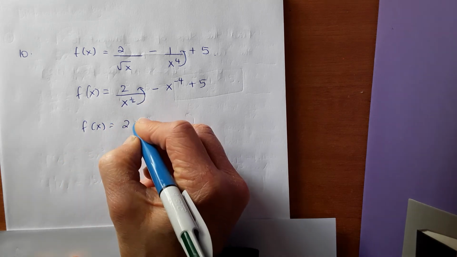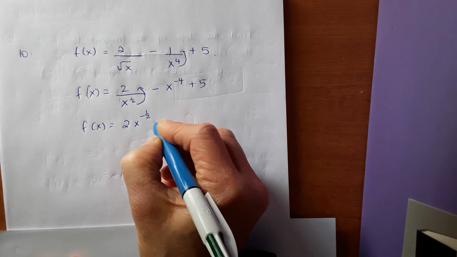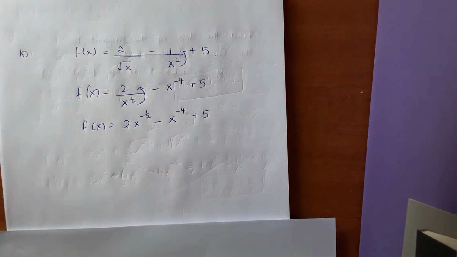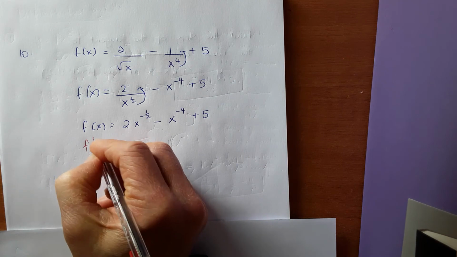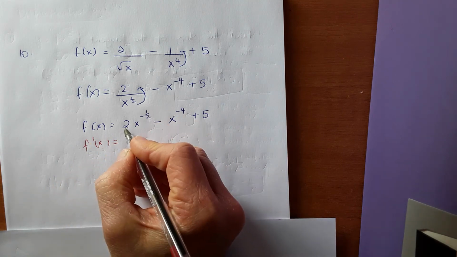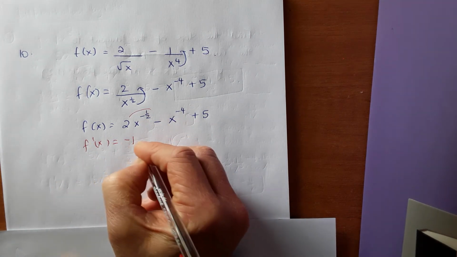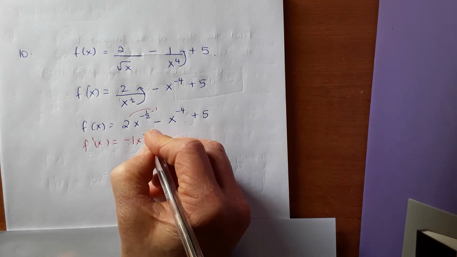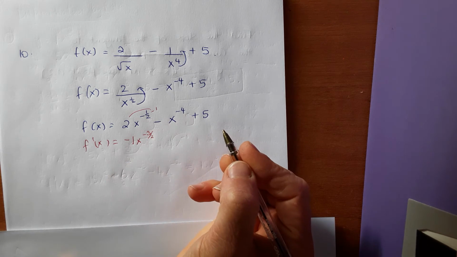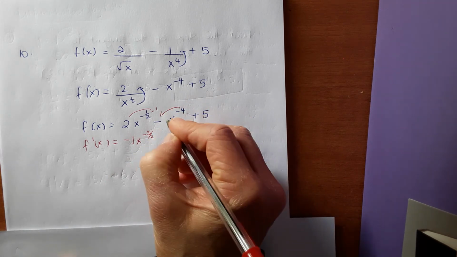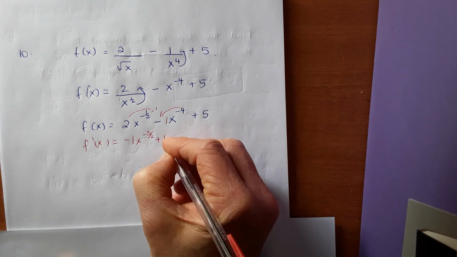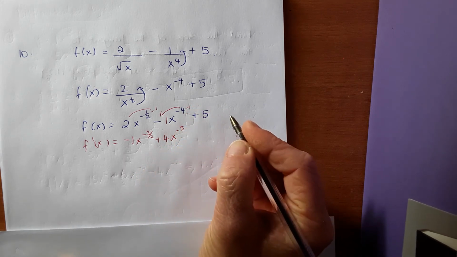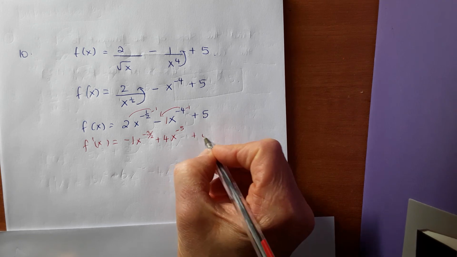Bring this up. I haven't done any differentiating yet. 2 stays as it is. X to the power of negative a half. X to the power of negative 4 plus 5. Now I can differentiate. So f dash x equals minus a half by 2 is minus 1. X, reduce the power by 1. Minus 1 and a half, which is the same as minus 3 over 2. Bring down your power. Minus 4 by minus 1 plus 4x. Reduce the power by 1, minus 5. Differentiate a constant and you get 0.